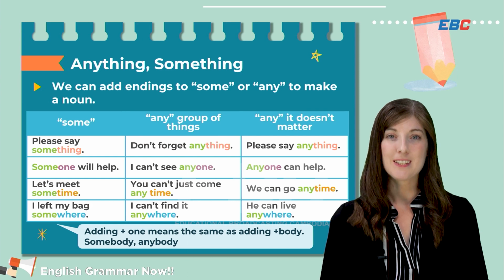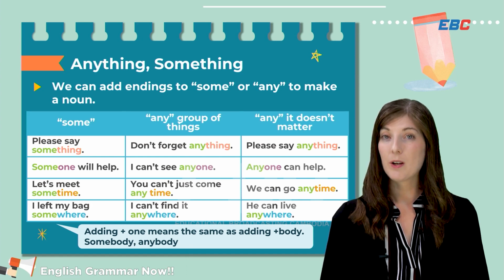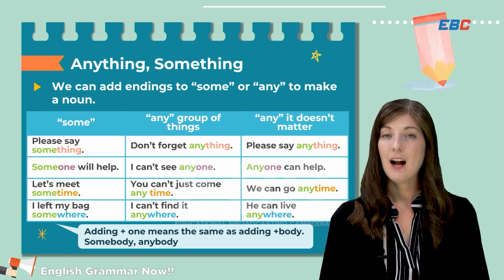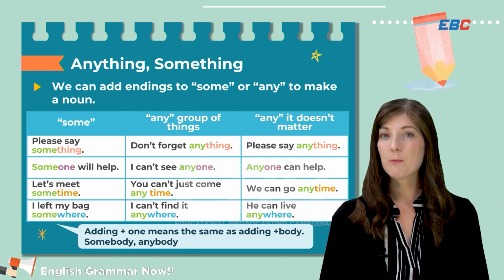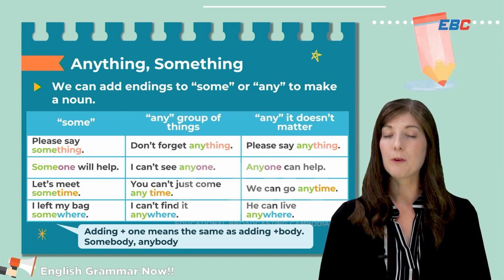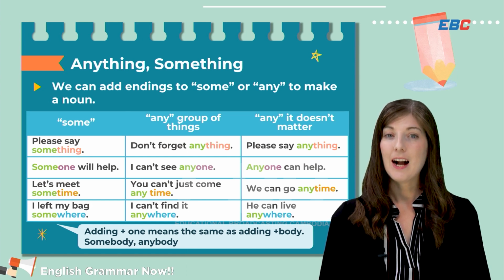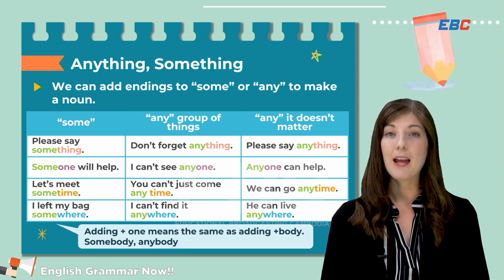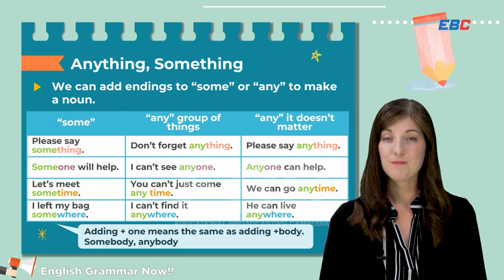Here's some example sentences. First of all, some. Please say something. Someone will help. Let's meet sometime. I left my bag somewhere. We can also use it with any to talk about a group of things. Don't forget anything. I can't see anyone. You can't just come anytime. I can't find it anywhere.